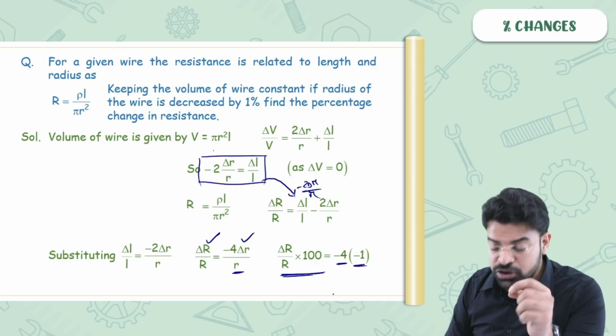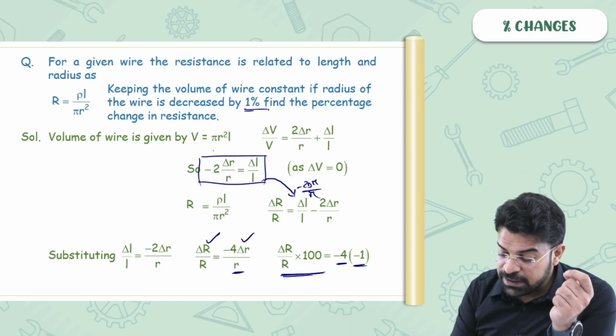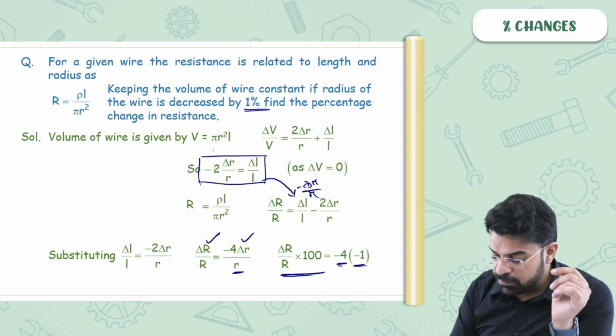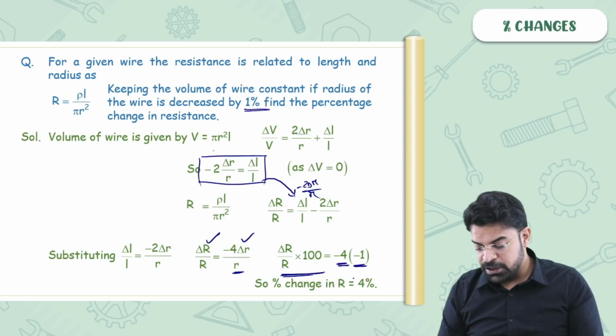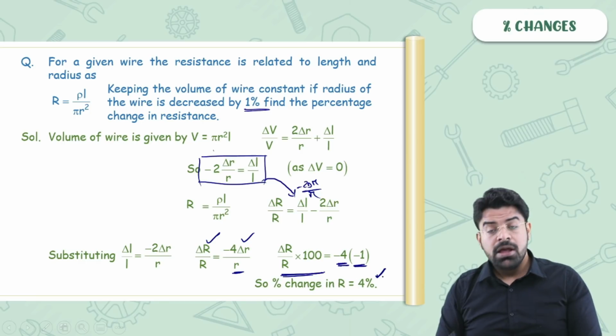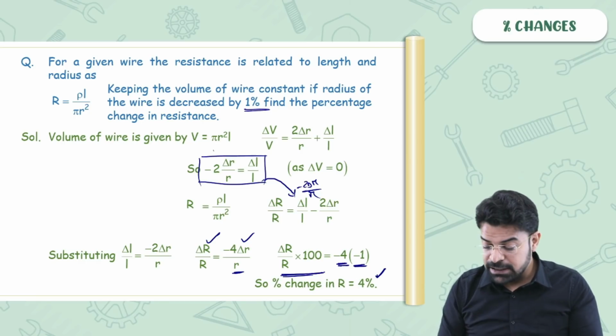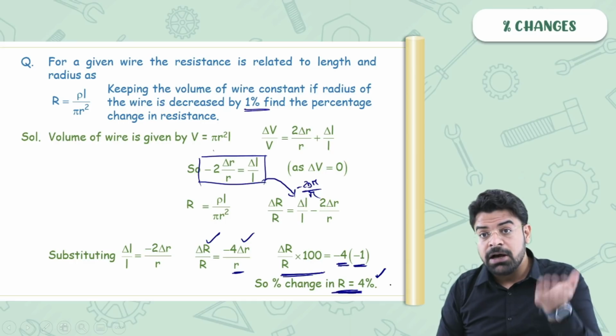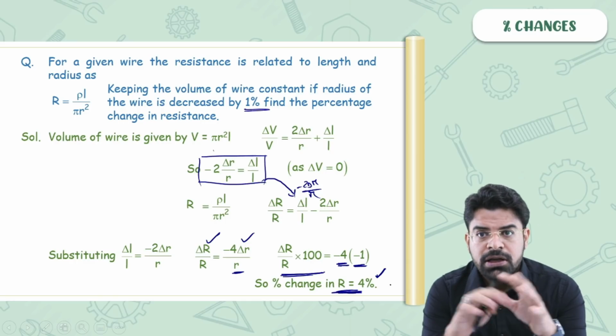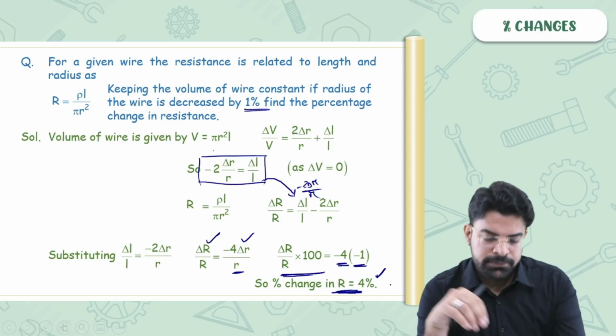So why did you substitute -1? Because the radius is decreasing by 1%. So you get -4 times -1, that becomes equal to 4%. The plus 4 sign here represents that the resistance increases by 4%. So that's all in changes large and small.